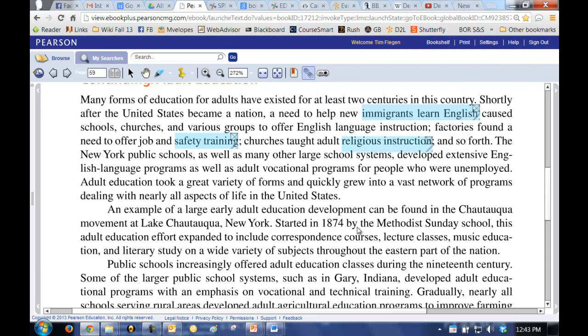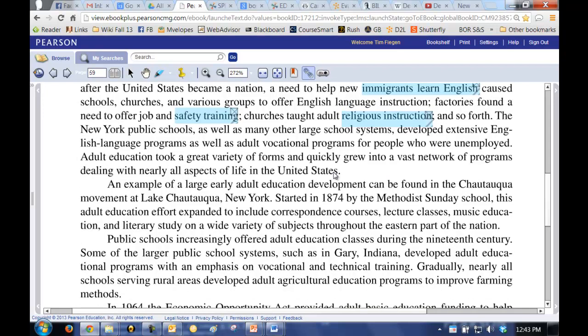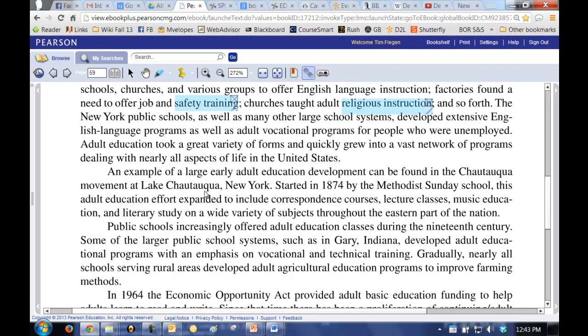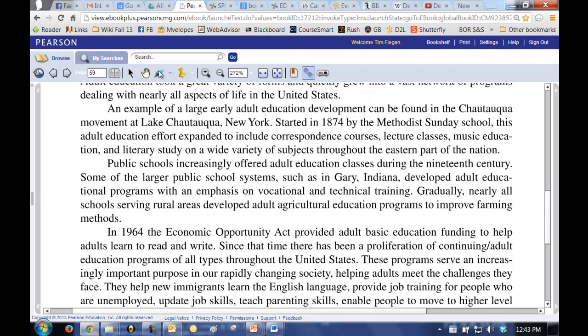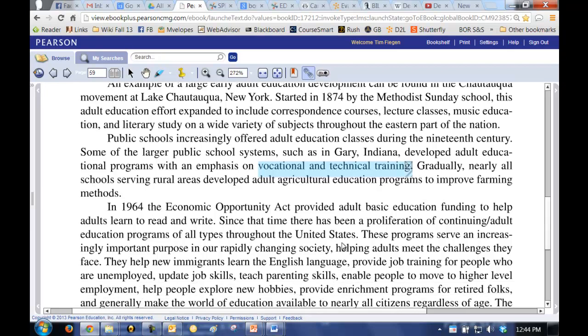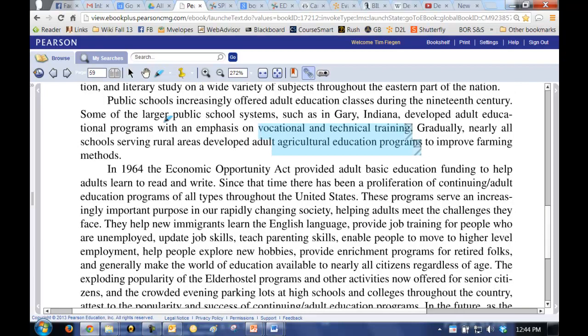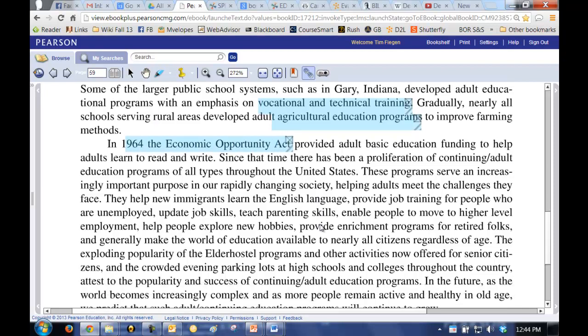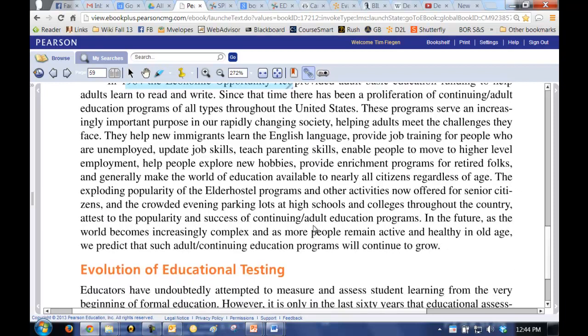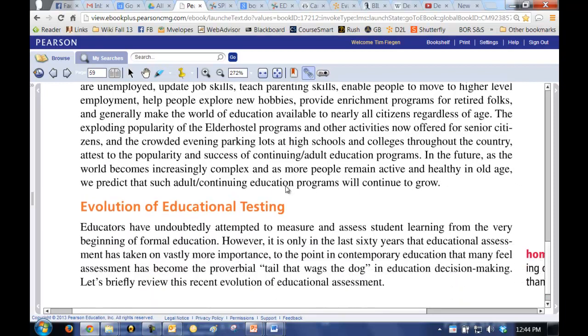You can put any of this you want in the notes and so forth. Public schools developed extensive English language programs. Here it says Gary, Indiana designed adult vocational and technical training programs, and developed rural agricultural education, if maybe some of you are involved with that. Vocational agriculture, or FFA, was an outgrowth of that. Here's another federal piece of legislation, funding to help adults learn to read and write. Just a number of adult things here.